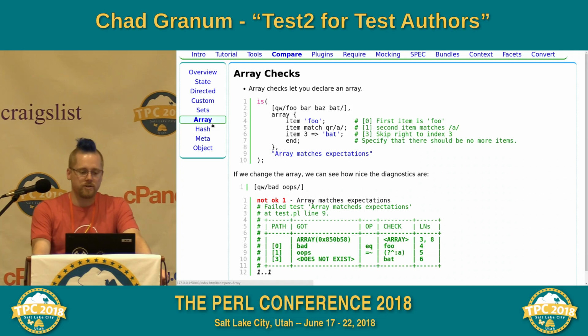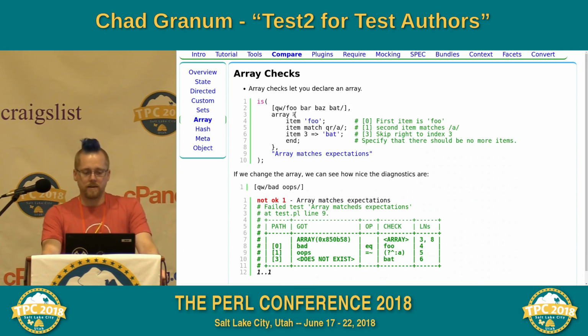Array checks. I've already shown you one example of this. You define an array with a code block, and you give it each item, and then end when you're done if you want it to. End is implicit with is checks. It is, but it is not with like checks. So that's a little complicated, but once you figure it out, it's really useful.